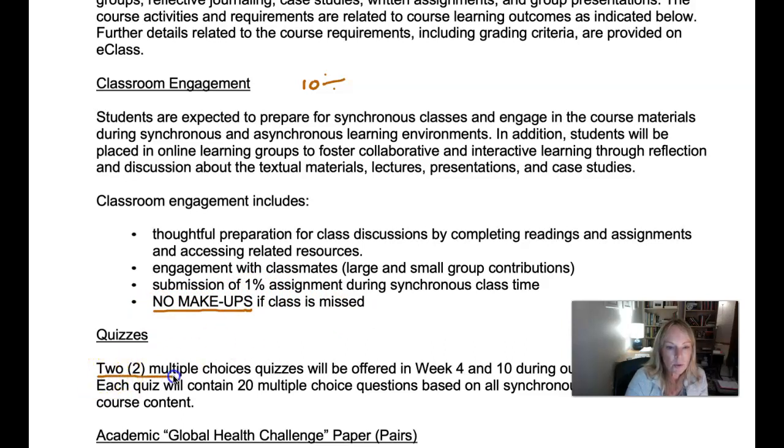If you're not there in class, you don't get a mark for it. The quizzes, there's 2 quizzes during weeks 4 and 10, and they contain 20 multiple choice questions based on the course content prior.